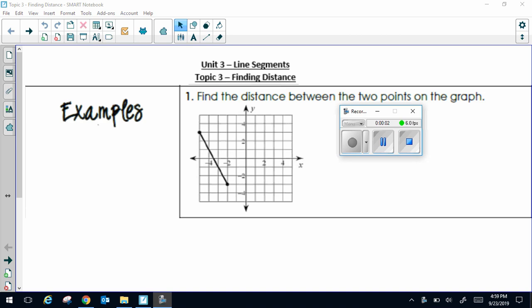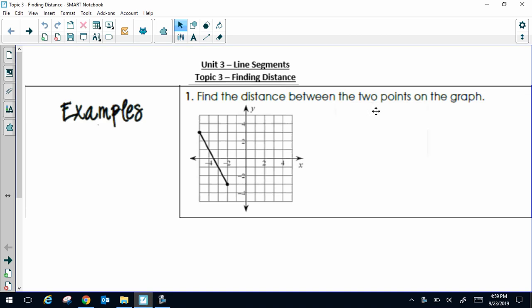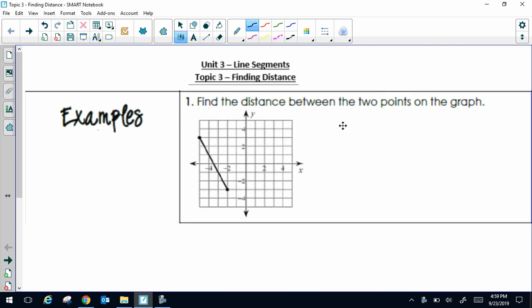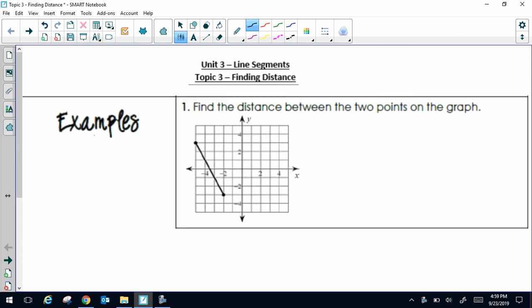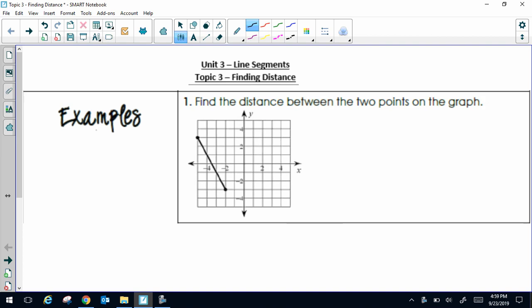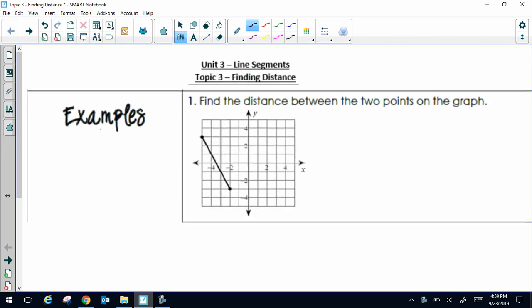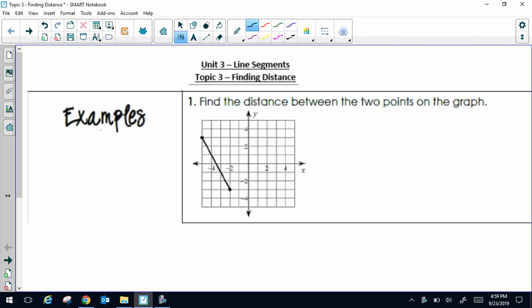All right, so we're going to talk about finding the distance of 2 points. The way we're going to do that is we're going to use the Pythagorean theorem, which is a squared plus b squared equals c squared. First I've got to make myself a right triangle. That's the only way you can do this.